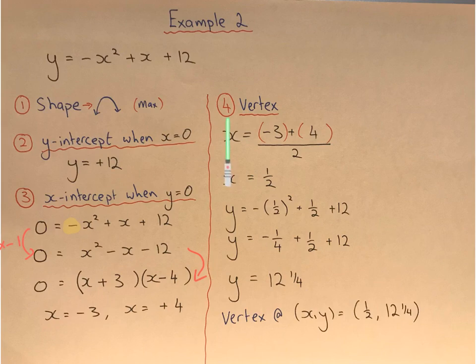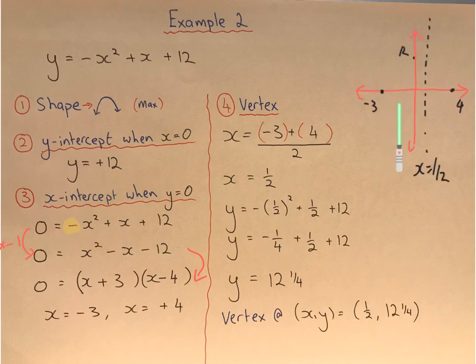Next, the vertex or the turning point. So that's occurring halfway between my two x-intercepts. To find that point, I add them together and divide by 2, giving me x equals a half. So a dodgy little sketch here shows my two x-intercepts, my y-intercept of 12, and what I figured out here was that my parabola is going to turn around at x equals a half.